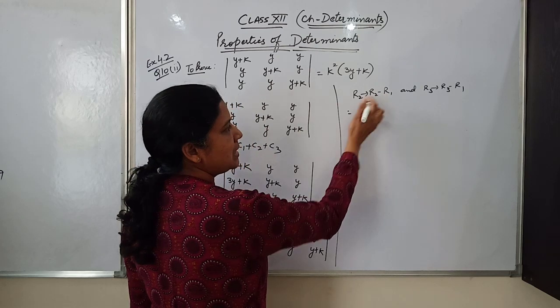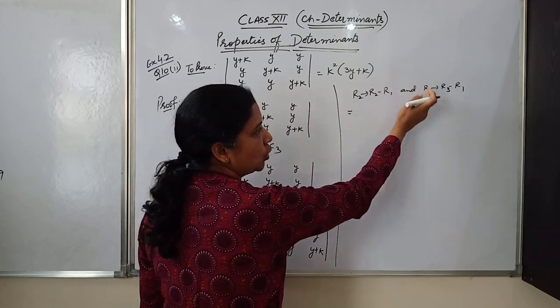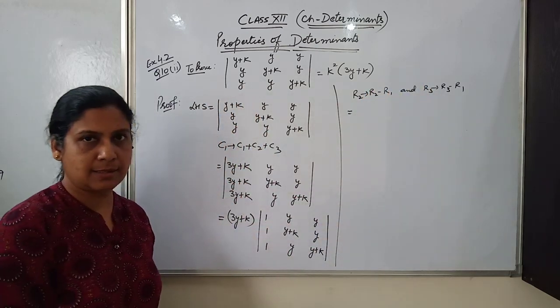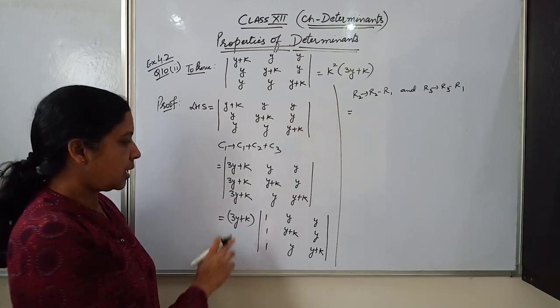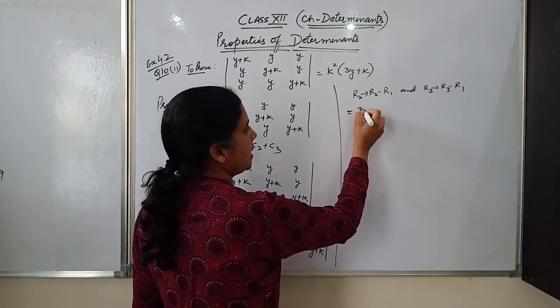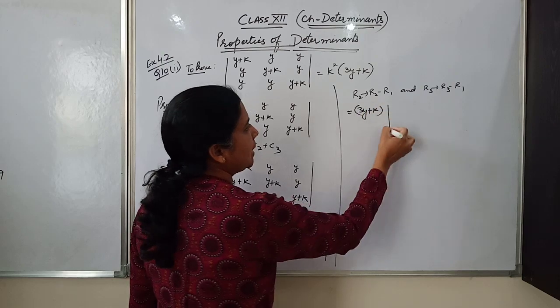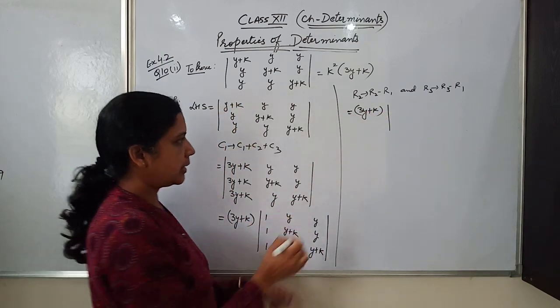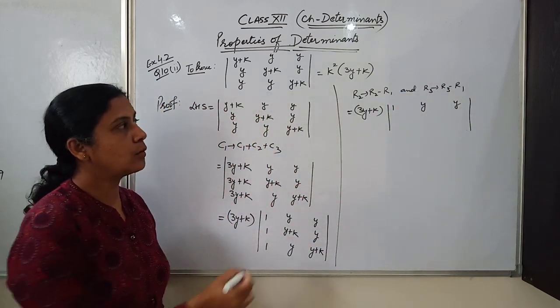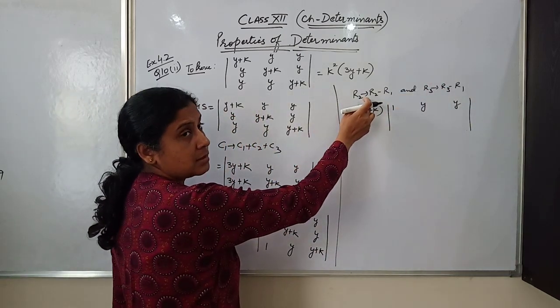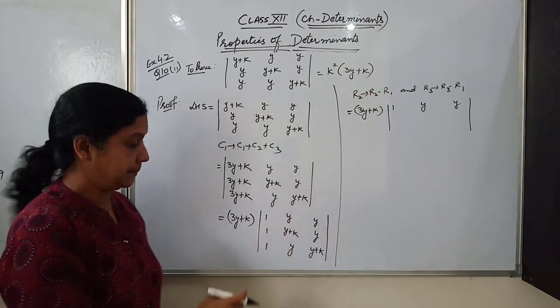Since R1 is being subtracted over here, R1 cannot take the transformation in the same step. That's why I have kept R1 for subtraction only. It means I'm not going to change any element in R1, so I will write it first of all as such. Now I go for R2 such that R2 minus R1.